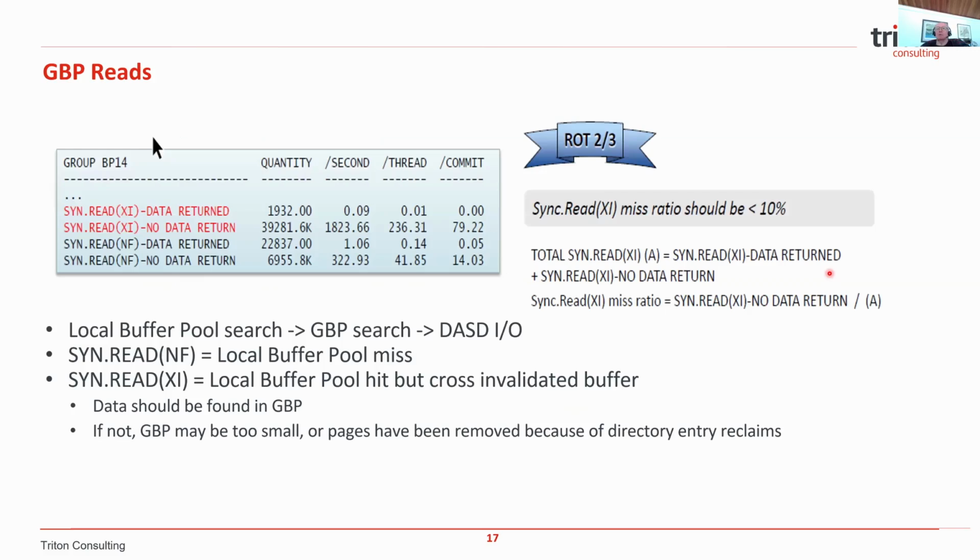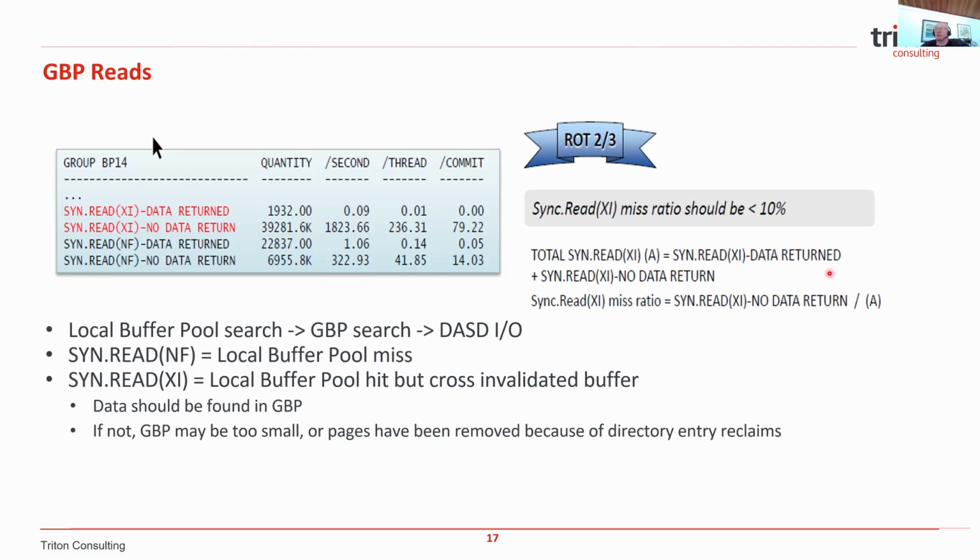When it comes to group buffer pool reads, assuming you've dealt with the first issue first and eliminated the unhelpful cross-invalidations, what you want to tune for is this: when it comes to sync read XI, you want a very good read hit ratio, or conversely, a very low miss ratio. The rule of thumb here is that the sync read XI miss ratio should be less than 10%. And if it's more than 10%, you should investigate why that is the case.